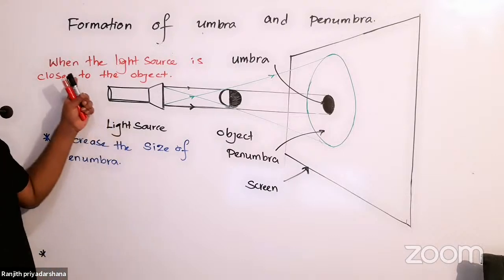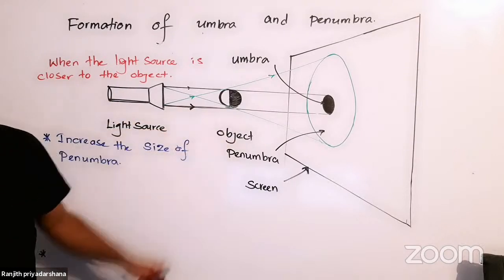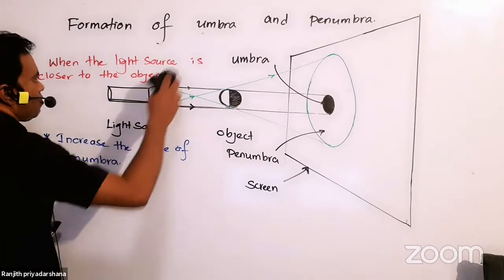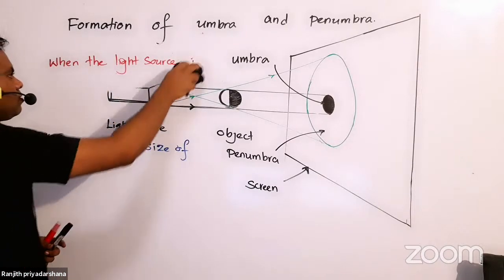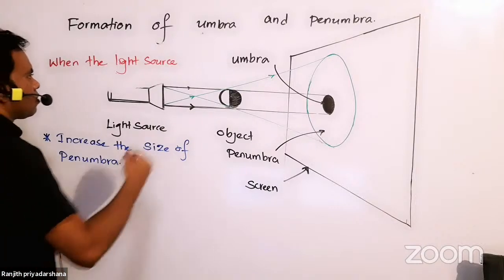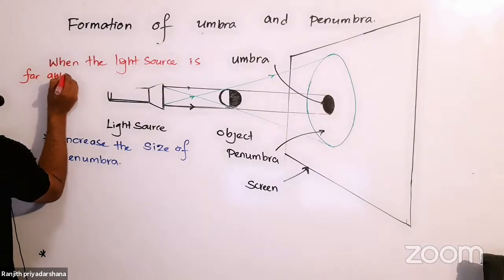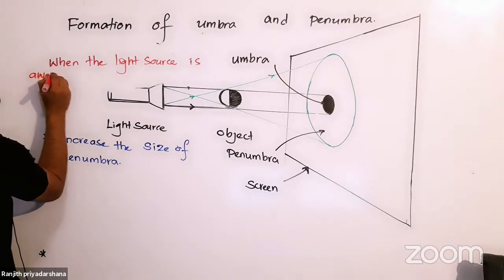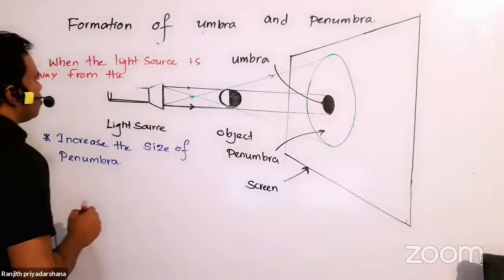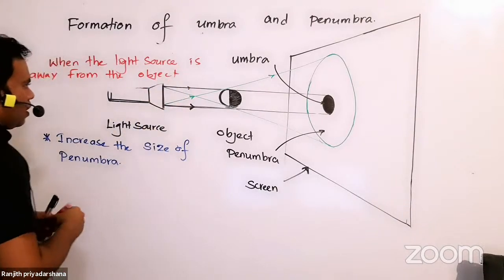Good. Next instance, when the light source is away from the object. So we write that when the light source is far away. Far away or away from the object. That's the next image you have to draw.